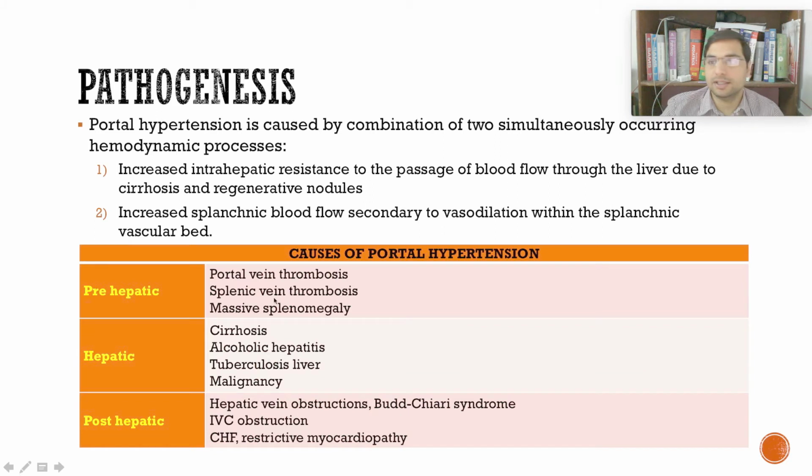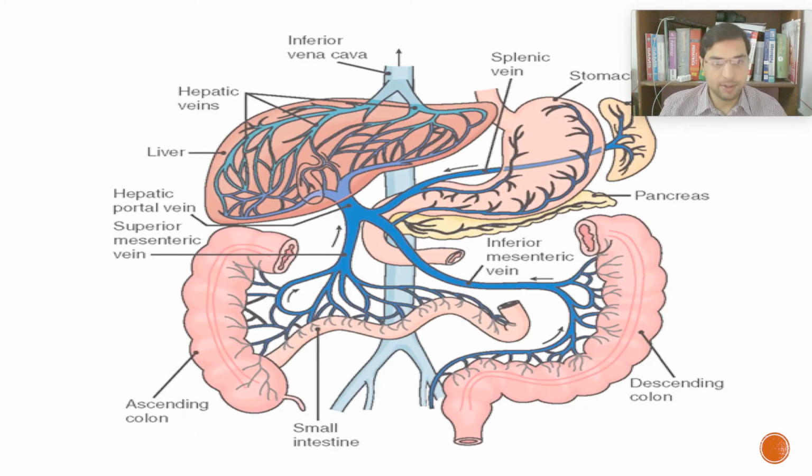So what is the pathogenesis? Increased intrahepatic resistance to the passage of blood flow through the liver due to cirrhosis, right? Or it could be due to increased splanchnic blood flow secondary to vasodilation. So what will happen? The blood flow through the inferior mesenteric artery, or through the splenic vein, or the gastric vein, or the superior mesenteric vein, these vessels may dilate because of the hepatocytic injury.